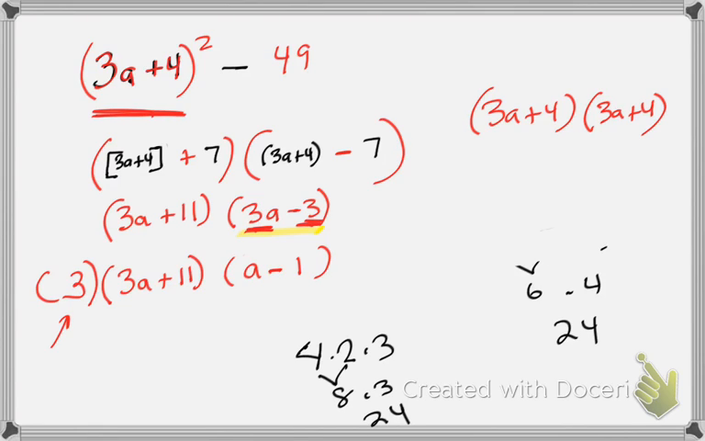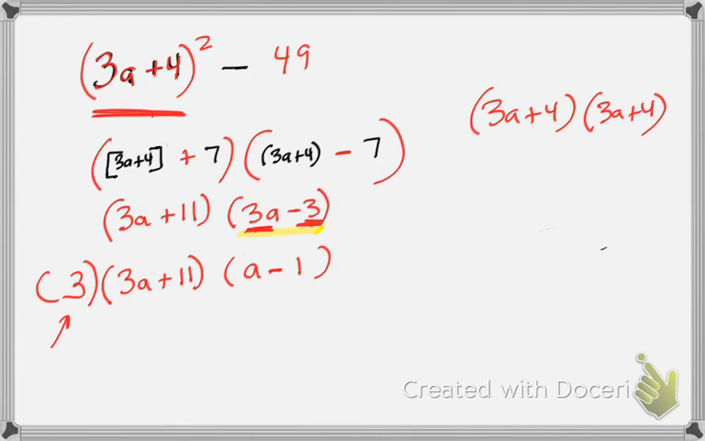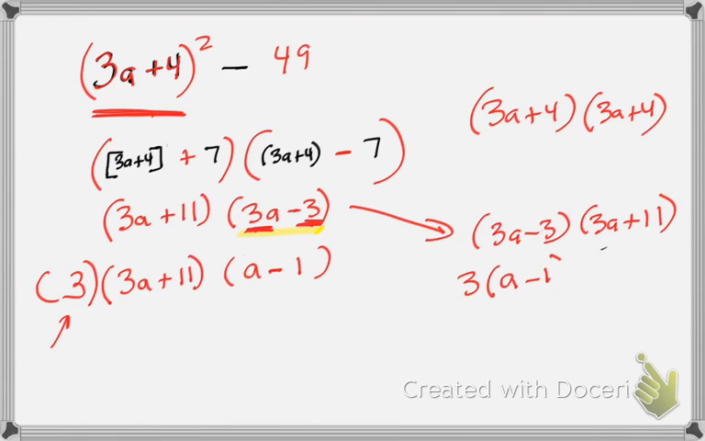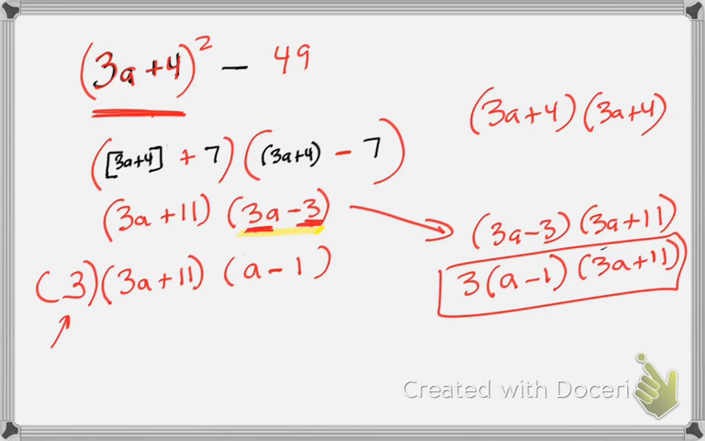I could have even written it like this. Right here, I could have rewritten it like 3a minus 3 times 3a plus 11, and then factored the 3, and then I'm left with a minus 1 times 3a plus 11. So this and this are equivalent. Do you understand that? Yeah.